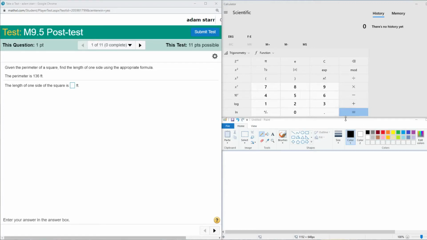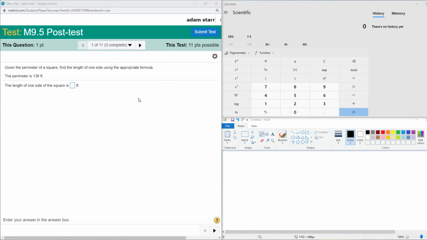Hello everyone, this is 9.5's post test, which is working with perimeter, circumference, and area. A lot of these are word problems where we have to set up an equation and solve for missing length, width, radius, diameter, things like that.